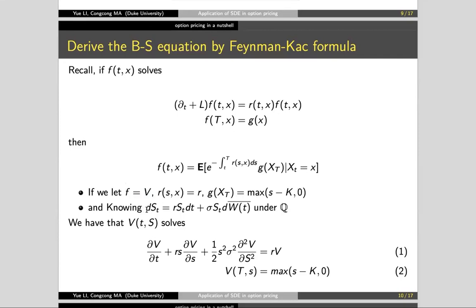Knowing that our stock price now follows this new process under the new Brownian motion and Q, we can find the generator L for this new stock process, and then write down the equation for V. And this is the Nobel-winning result of Black-Scholes. Next, Yue Li will talk about the more complicated problem of American option pricing.